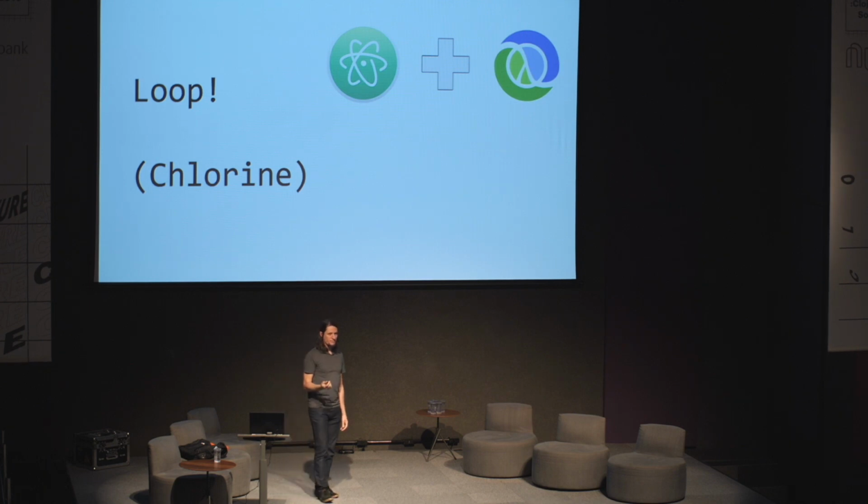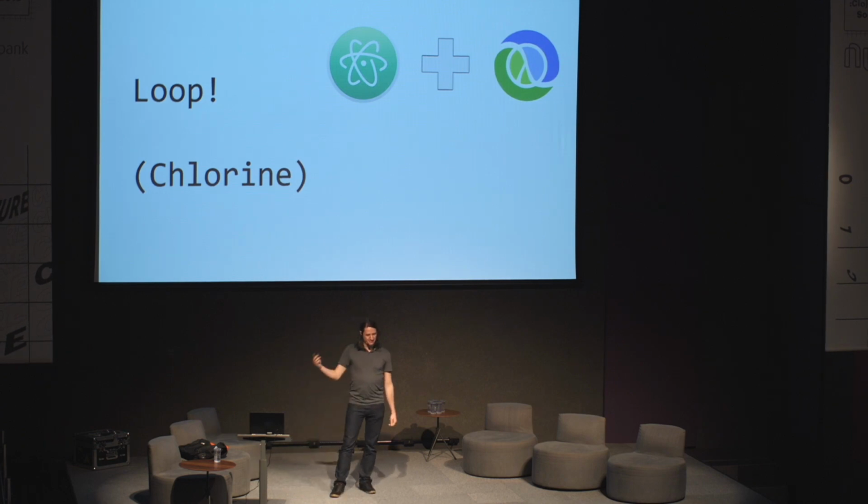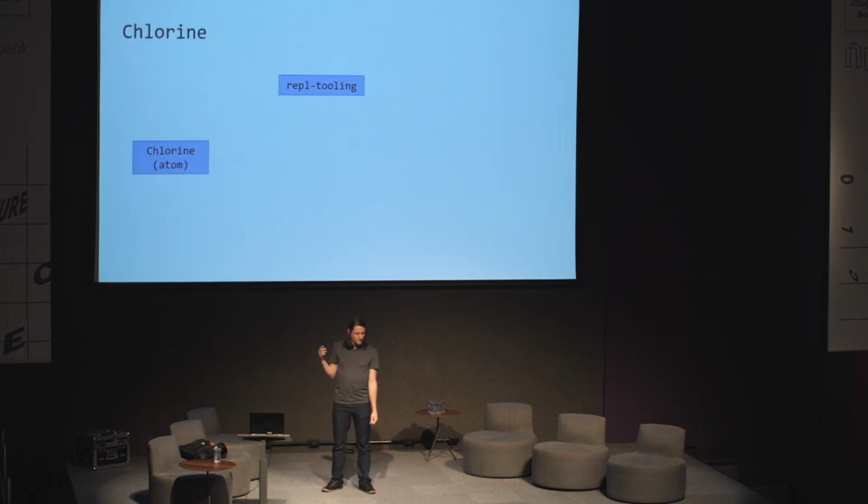Chlorine is an Atom package for Clojure socket REPL and ClojureScript socket REPL. It works right now with Clojure and ClojureScript Shadow CLJS, and also with Lumo. That is another implementation of ClojureScript that doesn't use the JVM. I still haven't found a good way to program with Lumo, but I thought it would be really interesting to support something that, as far as I know, no one else supports. And first, a little bit of a detour.